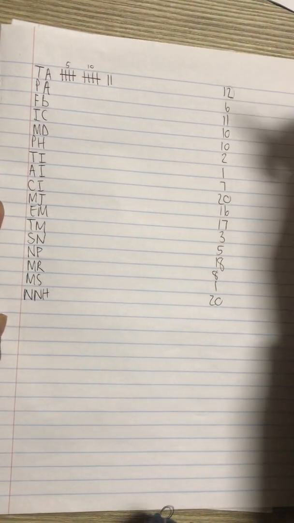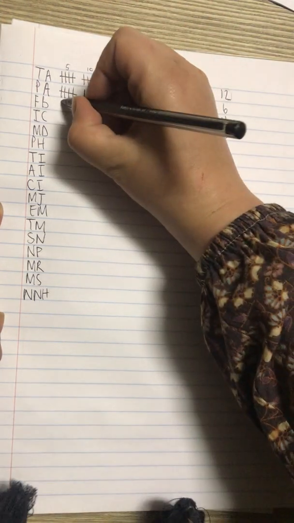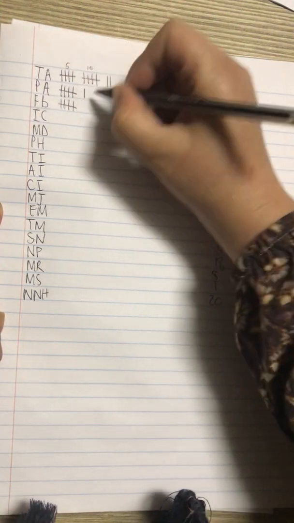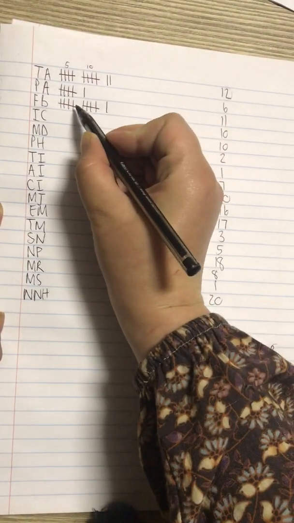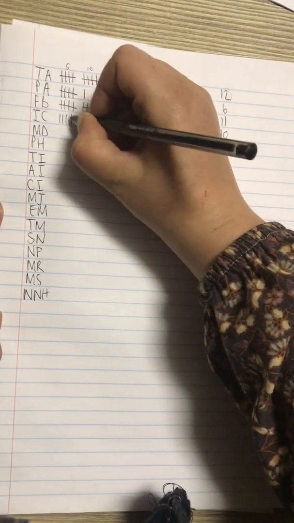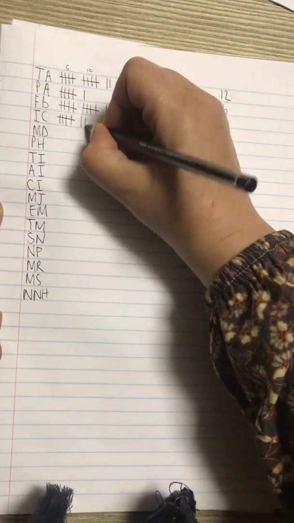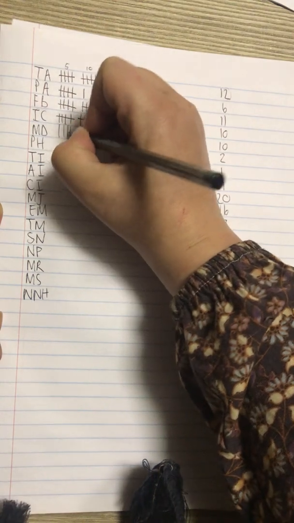5, 10, 12. Here we have 6. So 1, 2, 3, 4, 5, 6. 5 plus 1 is 6. 11, 1, 2, 3, 4, 5, 6, 7, 8, 9, 10, 11. 5, 10, 11. Okay, then 1, 2, 3, 4, 5. We want 10. 6, 7, 8, 9, 10. Easy peasy. 5, 10. Another 10.